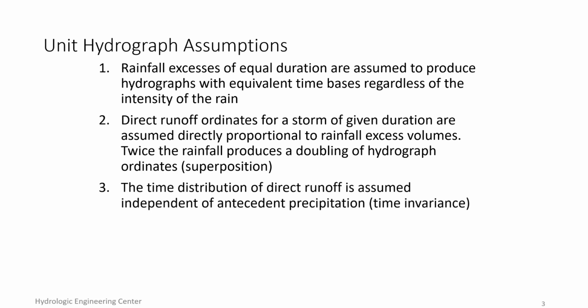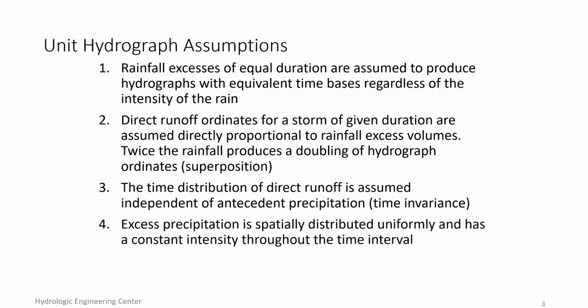The third assumption is that the time distribution of direct runoff is assumed independent of the antecedent precipitation. So this is the principle of time invariance. Regardless of the state of your watershed, if you have 1 inch of rainfall over your basin, you will always get the same hydrograph regardless of when that rainfall occurs. And the last assumption is that excess precipitation is spatially distributed uniformly and has a constant intensity throughout the time interval. So this is described in the definition of the unit hydrograph and restated here again.